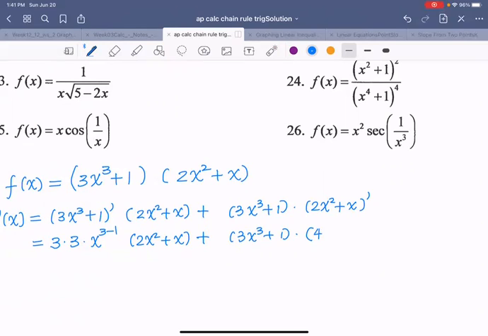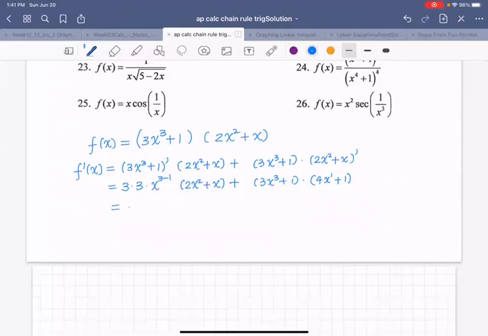2 times 2 is 4. Yeah, x to the power 2 minus 1 is 1. And then x derivative is how much? It's 1, right? Yes, this guy derivative is 1 times x to the power 1 minus 1. Okay, this is 1. So that's 1.